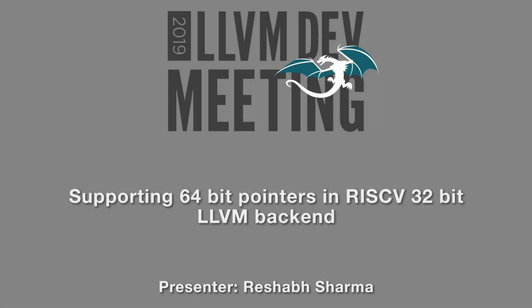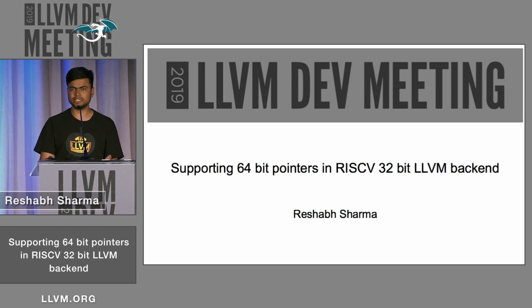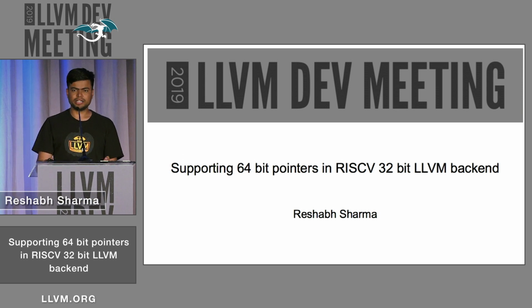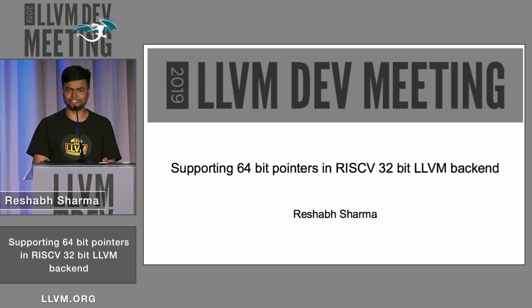Hello everyone. So this Google Summer of Code, I worked on supporting 64-bit pointers in the RISC-V LLVM 32-bit backend, and like everyone asked me, what's the need of this? Why did you do this? So let's start with some background.